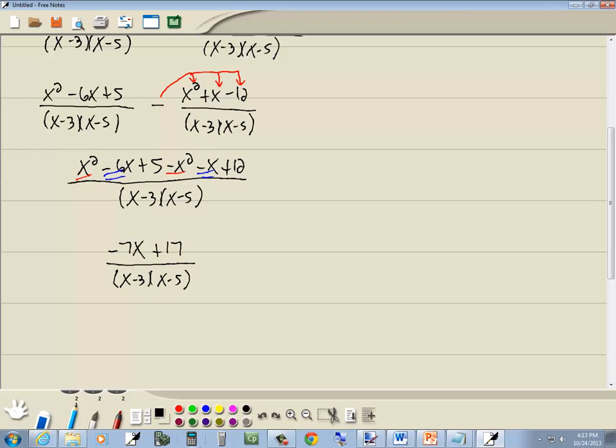Now our next step is to factor the top, factor the bottom. Well, I could factor a negative 1 out of the top, but that doesn't benefit me a whole lot. The bottom is already factored. It always will be unless you got rid of these parentheses. If I factor out a negative 1, I'd have 7x minus 17, and that's not going to cancel with anything. So this is our answer right here.